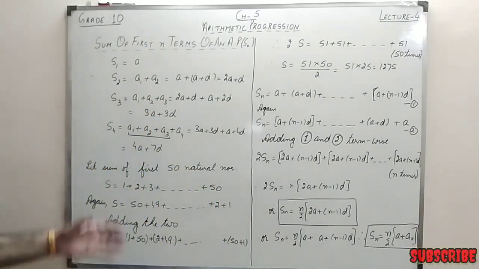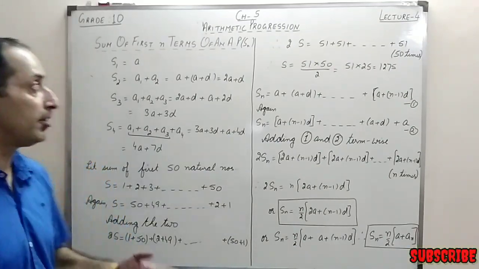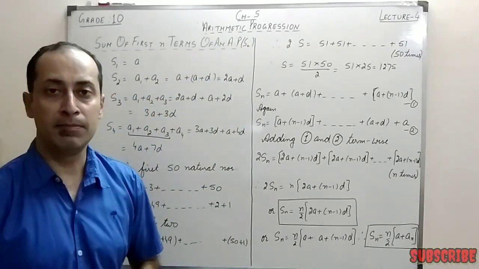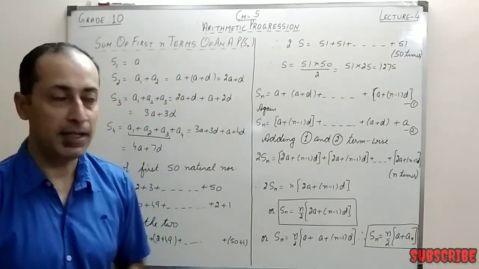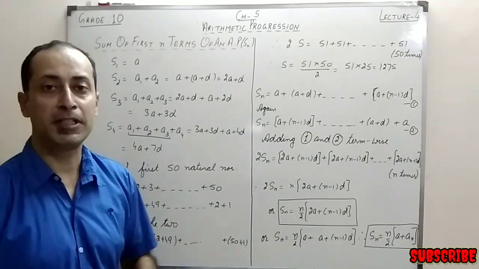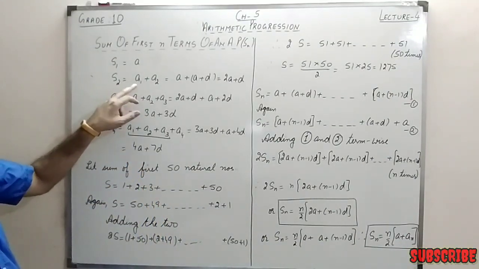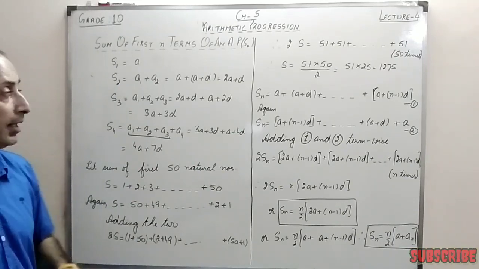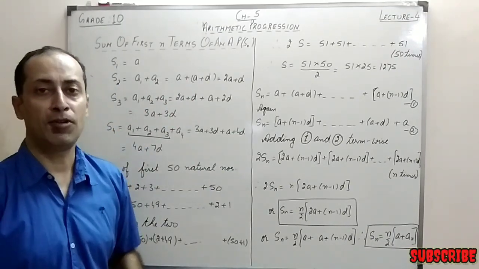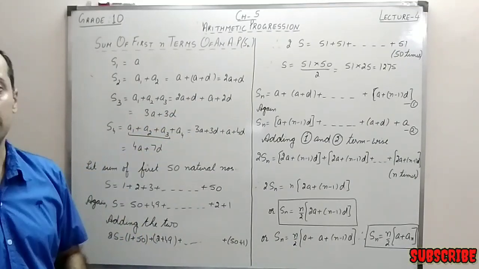If I have to find the sum of one term of an AP, I will denote it by S1, because Sn is the symbol for the sum of n terms of an AP. S1 denotes the sum of one term, and the sum of one term will always be equal to the first term of the AP. Now to find the sum of two terms, I write A1 plus A2, and A2 can be written as A plus D using the relation of the nth term. So S2 becomes 2A plus D.